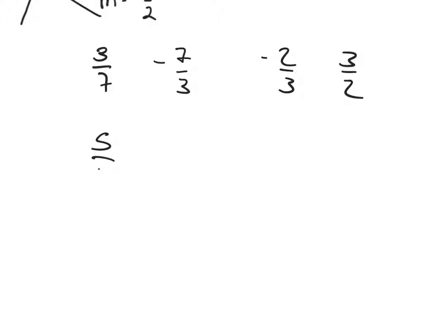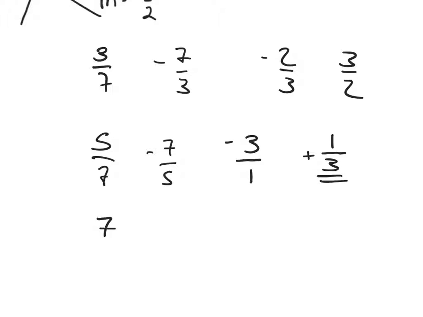So perpendicular to 3/7 would be -7/3, -2/3 would be 3/2, 5/7 would be -7/5. Now, if I was to say find, for example, the gradient of the line which is perpendicular to a line which has a gradient of -3, then we can think about -3 as -3/1, flip that over, change its sign to positive, and that would be +1/3. So again, what about 7? Well, that could be written as 7/1, so the gradient of the line which is perpendicular would be -1/7.